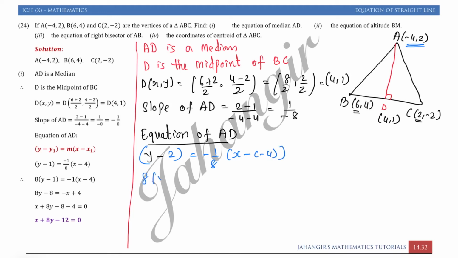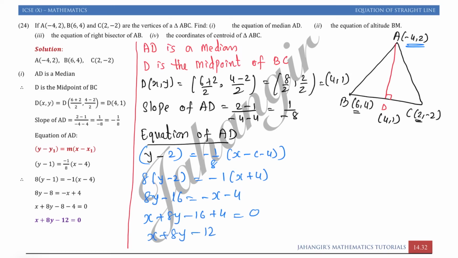So 8 into y minus 2 is equal to minus 1 into x plus 4. 8y minus 16 is equal to minus x minus 4. You can shift x to the other side. x plus 8y minus 16 plus 4 is equal to 0. So x plus 8y minus 12 is equal to 0. This is the equation of AD. Now we have to find equation of BM, second part.